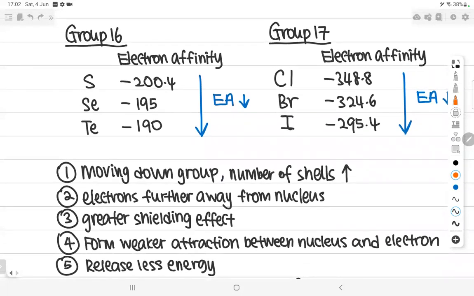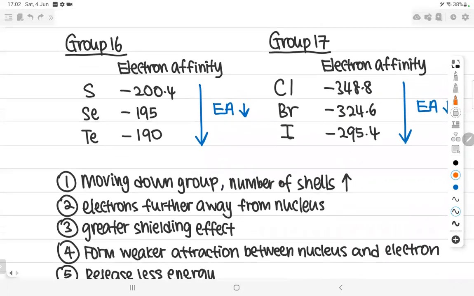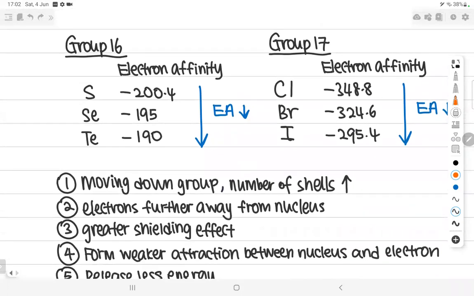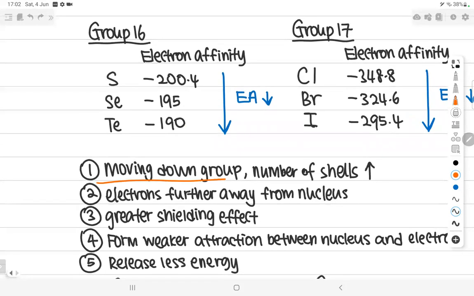Why does electron affinity decrease when we're moving down group 16 and group 17? This concept is something we used to learn in ionization energy as well. We can borrow it from the ionization energy that we learned before. When we're moving down the group, we have more and more shells, right?